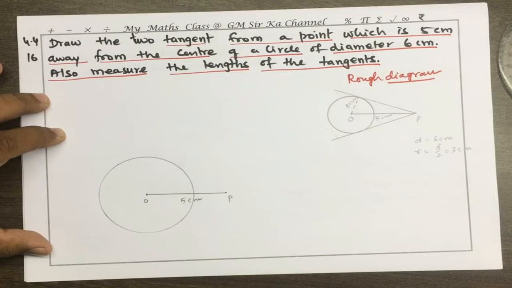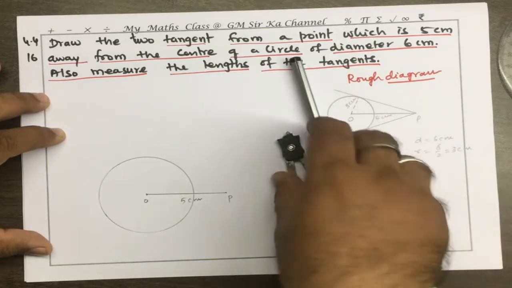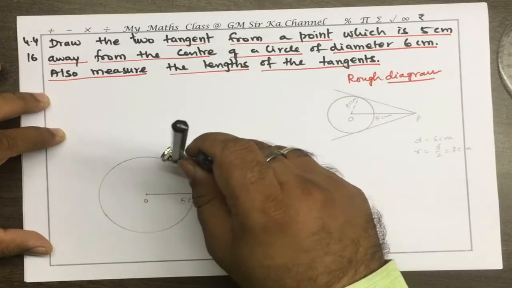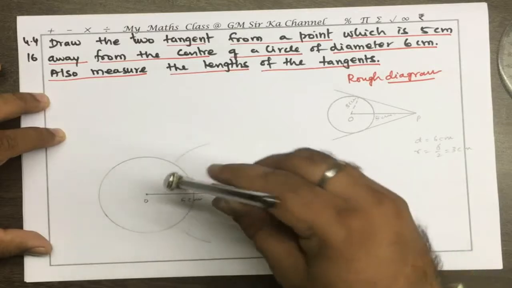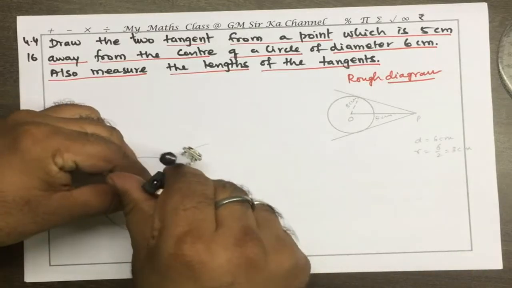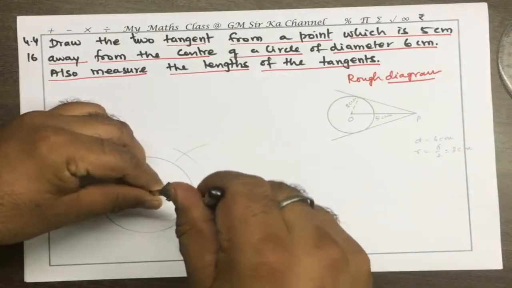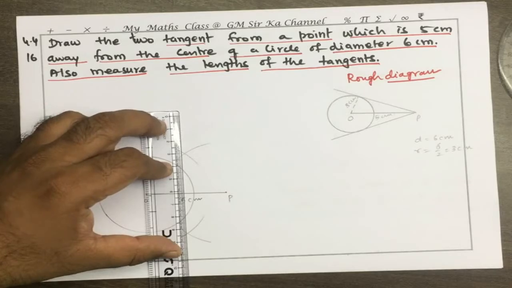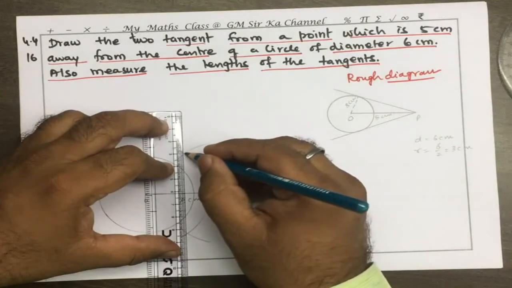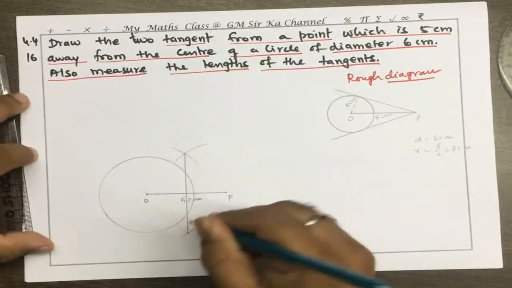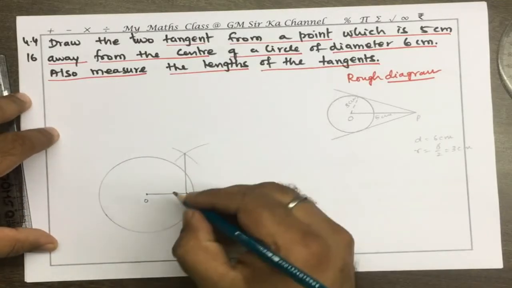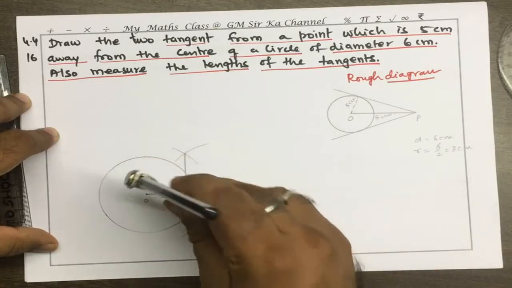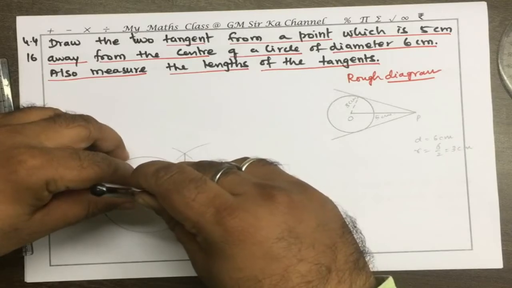Now we have to draw the perpendicular bisector of OP, taking more than half in the compass. To the above and below we have to draw the arcs. And draw the perpendicular bisector. From the point M we have to draw the circle which passes through O and P and intersects the previous circle at 2 points.